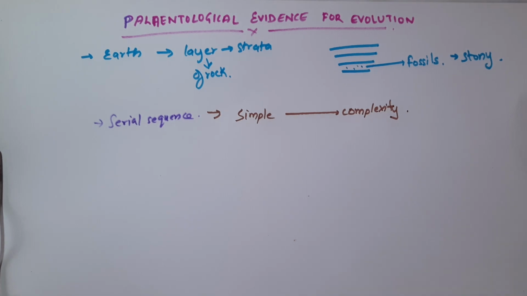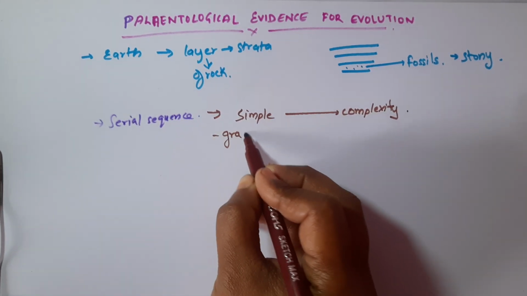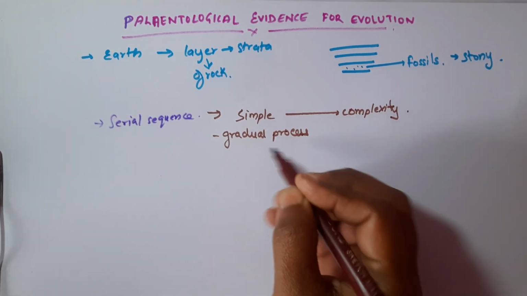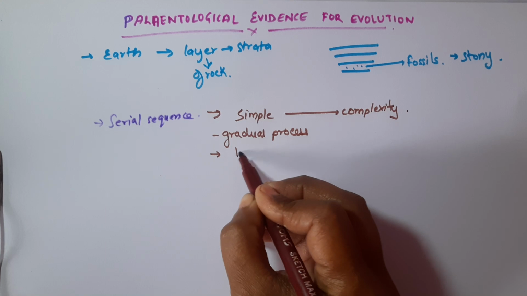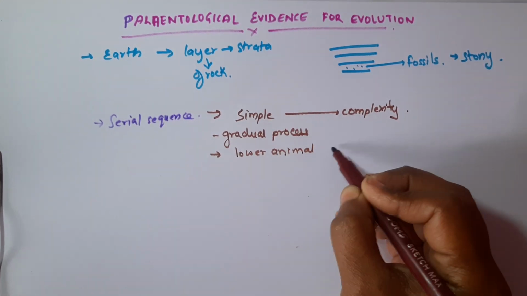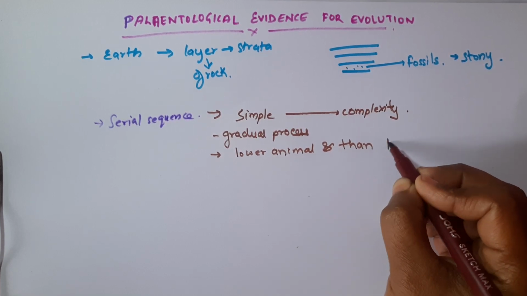In scientific language, it becomes apparent from the study of fossils that it is a serial sequence, that evolution of life takes place. It's a gradual process. First of all, the lower animals are formed, and then the higher animals.